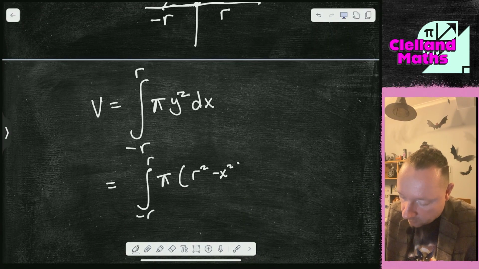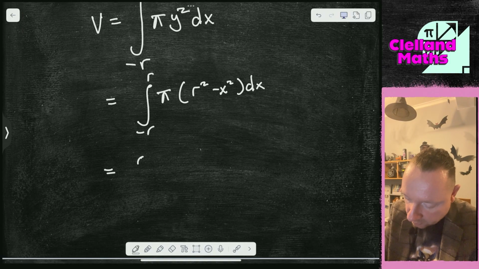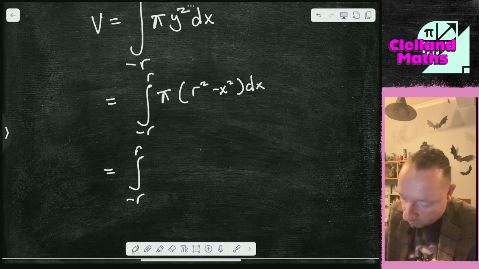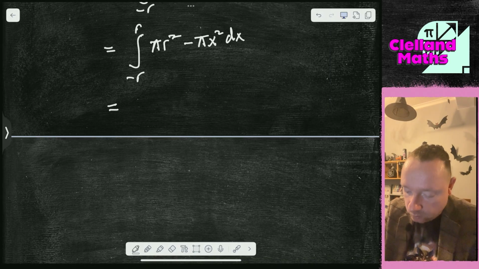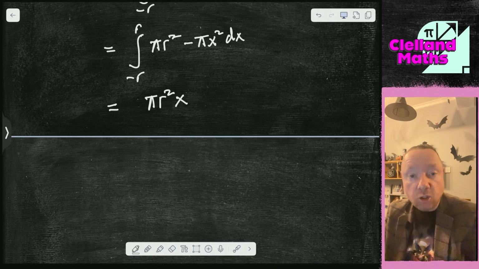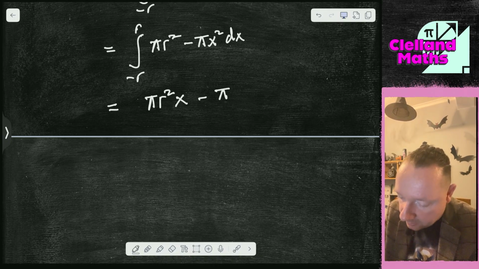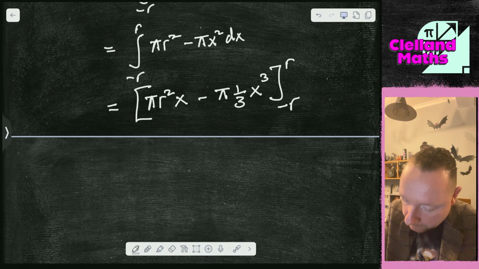Now r squared, remember, is just a constant. So that becomes the integral between minus r and r of pi r squared minus pi x squared dx. So that equals pi r squared x, because r squared and pi are just constants, minus pi 1/3 x cubed between minus r and r.